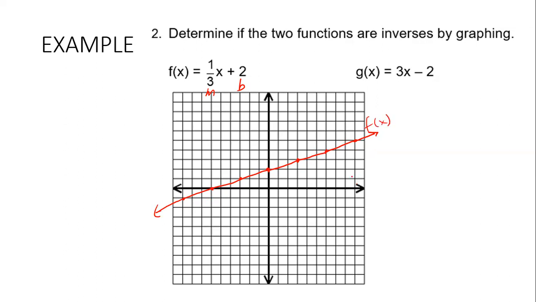Now it wants to know if g of x is its inverse. So now I'm going to do the same thing. Here's the slope, here's the y-intercept. This time I'm beginning at -2, and my slope is 3/1. So I'm going to rise 3 and run 1. I begin at -2. I'm going to rise 1, 2, 3 over 1, and keep repeating. To do the other side, I'm going to fall 1, 2, 3 and crawl. And now I'm going to graph it. Connect my points.